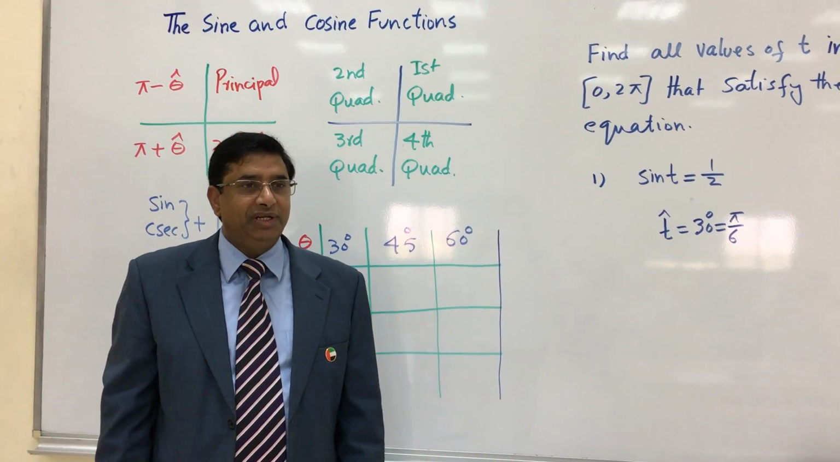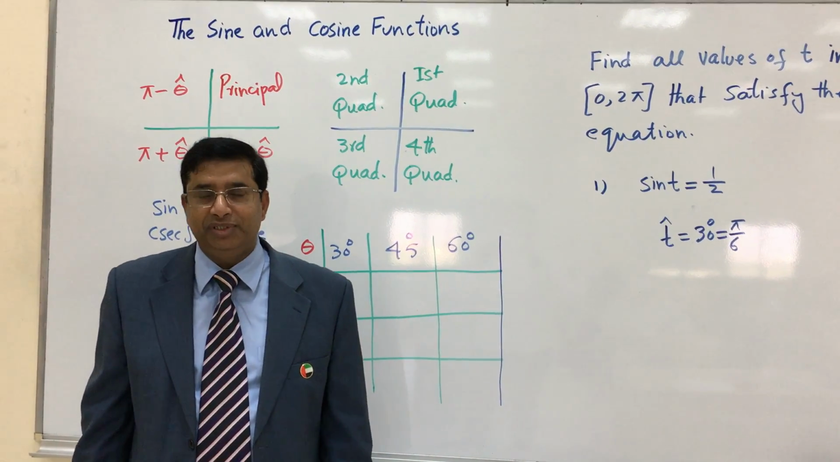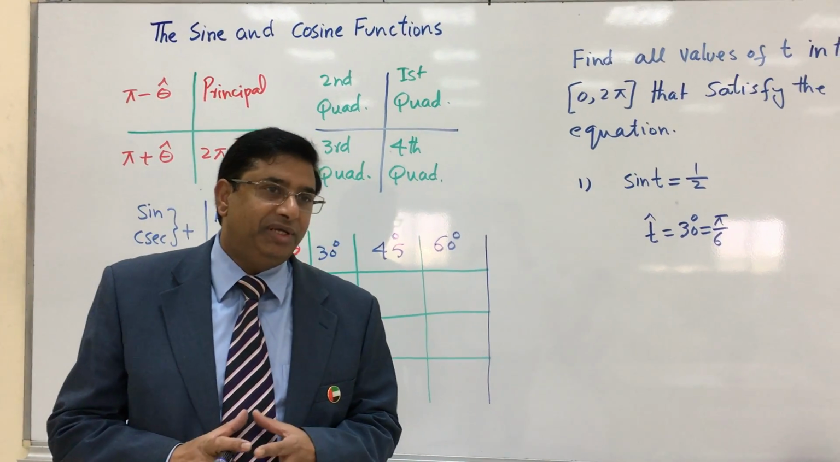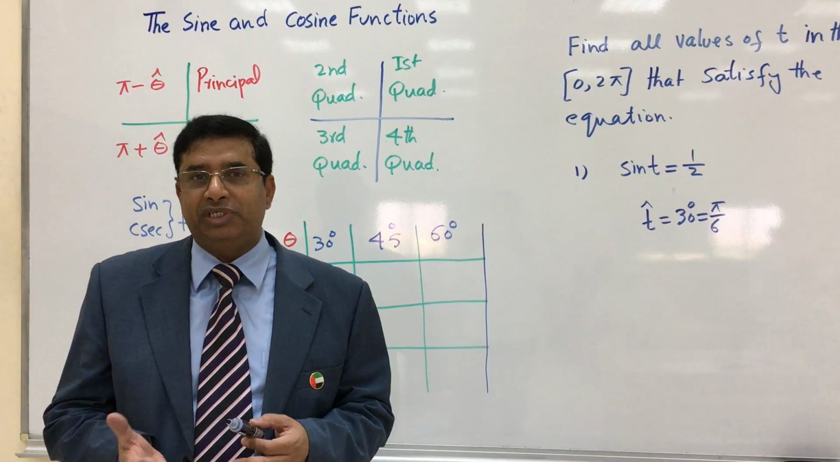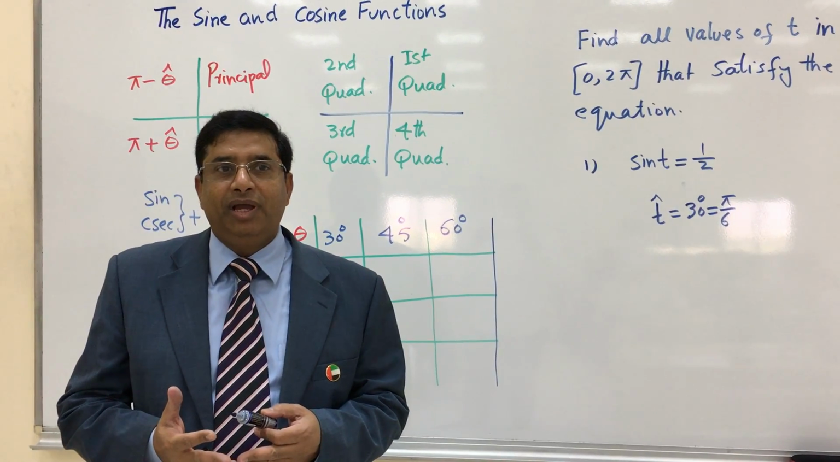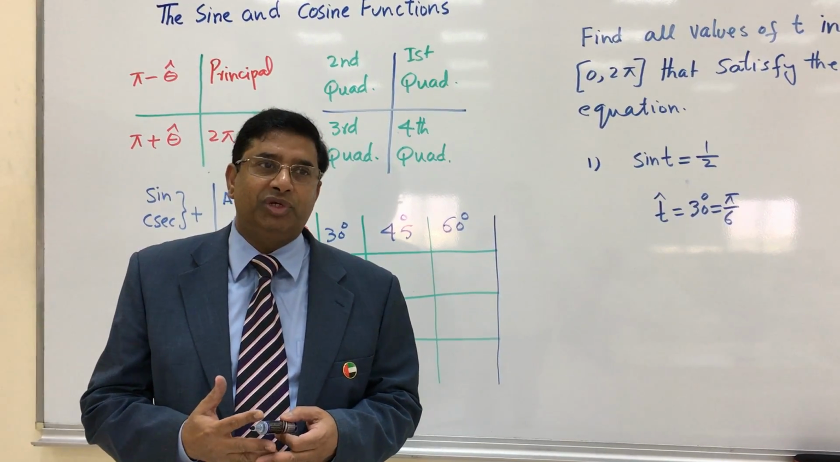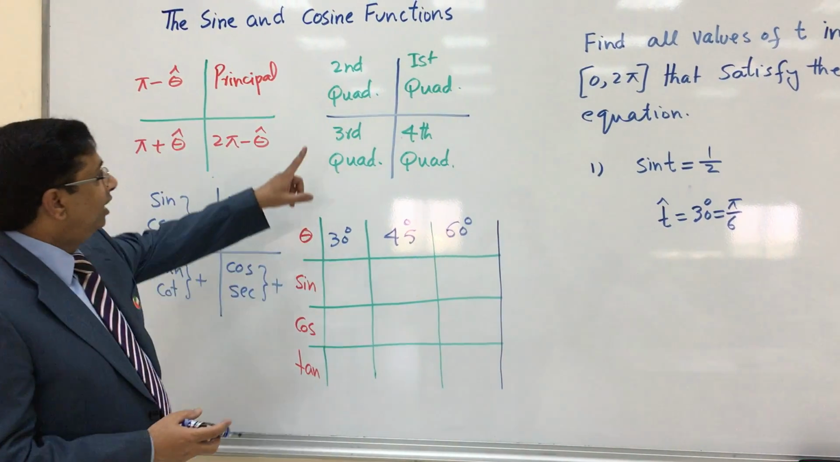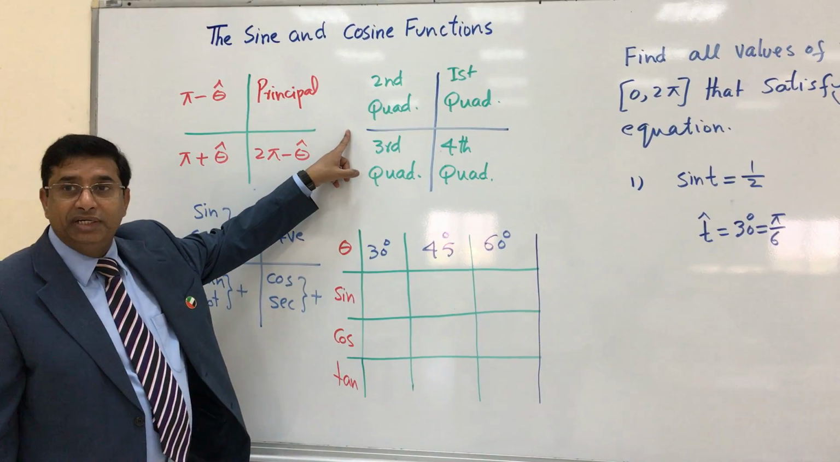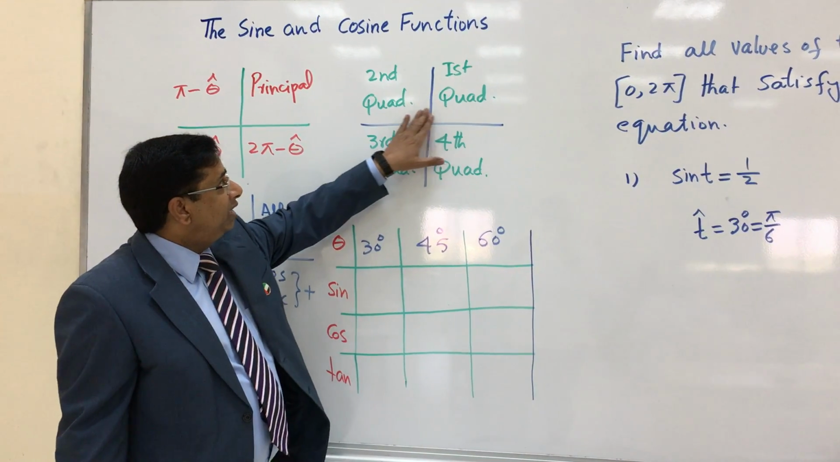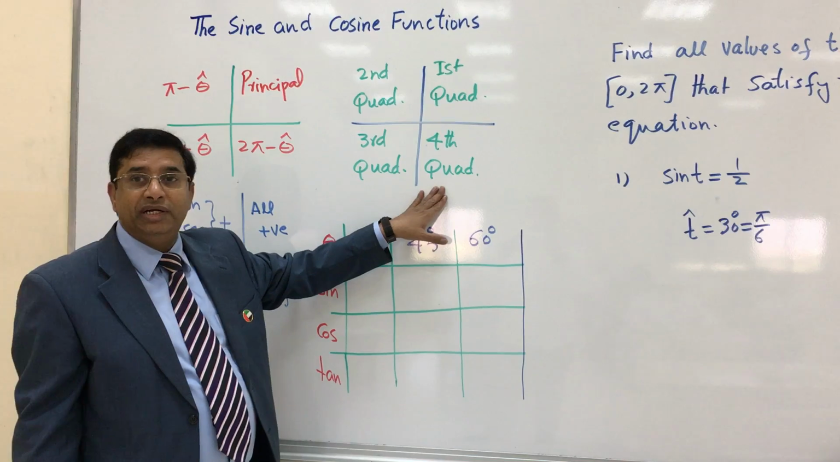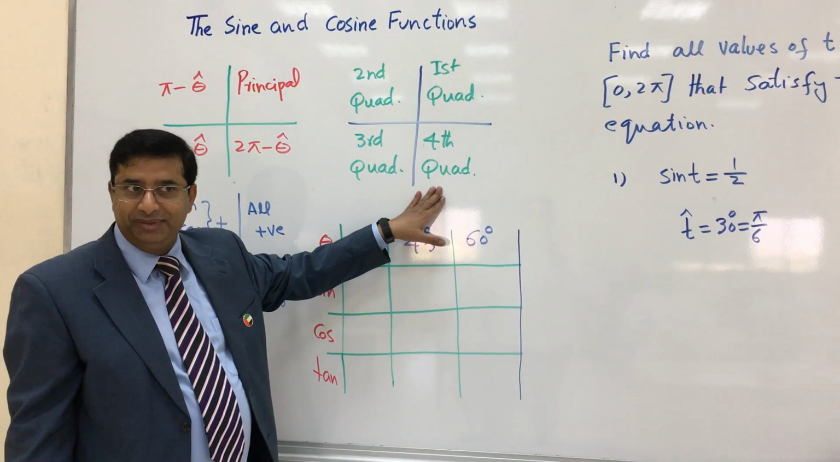In this video, we shall learn how to solve a trigonometric equation. And for solving a trigonometric equation, we need to remember a few basic concepts. And what are the basic things we have to remember? One is the position of the quadrants. This is the first quadrant, second, third and fourth quadrant, as we are already aware.